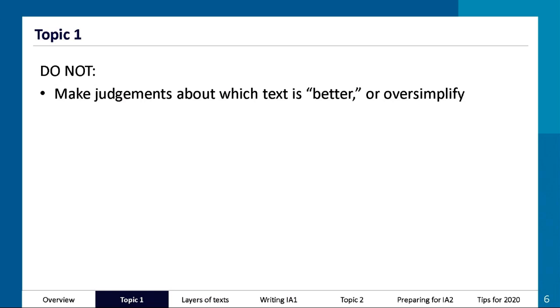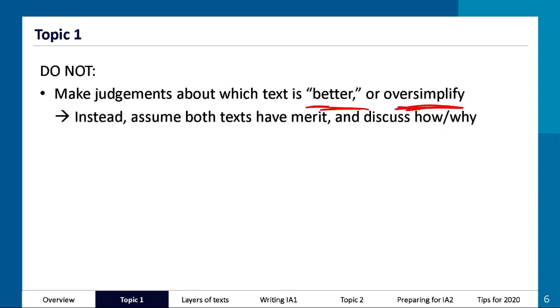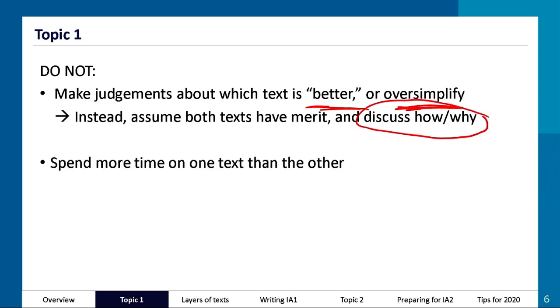Even if you're studying one text that you don't like, even if you're studying two texts that you don't like, you have to read more into them. And you have to assume that both texts have merit and just discuss how or why. That's where you can be more opinionated and more evaluative in forming judgments about where the meaning of the text comes from, how certain language features and structural features contribute to those ideas. You also have to be careful not to spend too much time on one text.